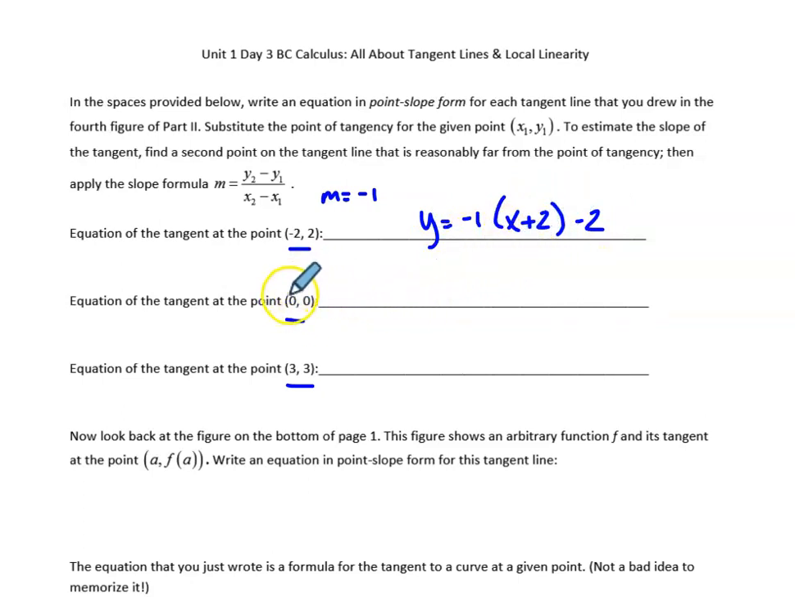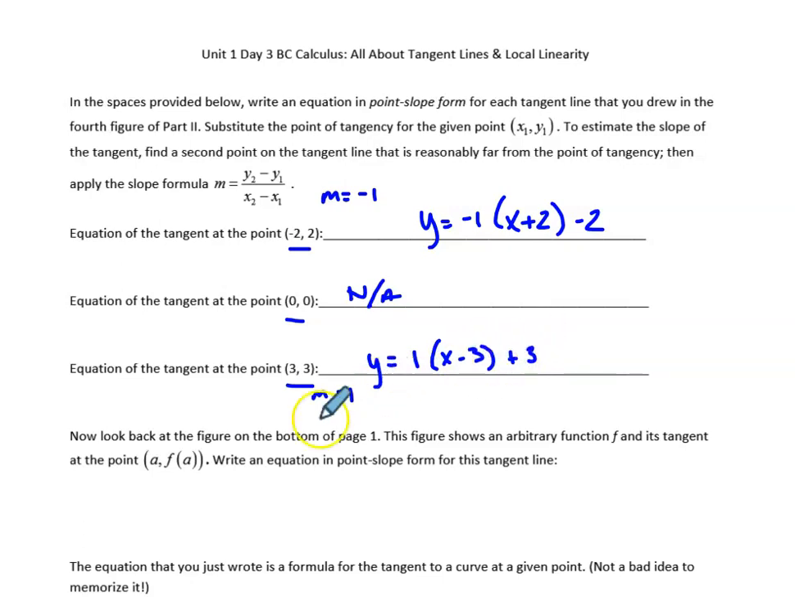At the origin, we did not have a unique tangent line, so we cannot write a tangent line equation where there is not a unique tangent line. And at the point 3, 3, this is where the slope was 1 because we were working on the right branch of the absolute value function. So our tangent line equation is y equals 1 times x minus 3 plus 3.